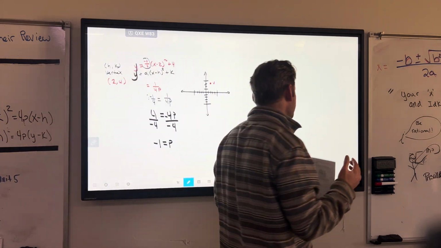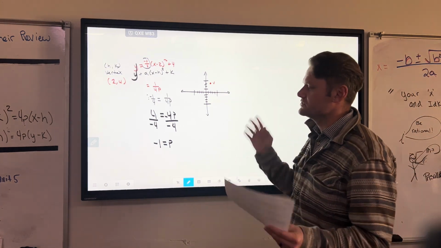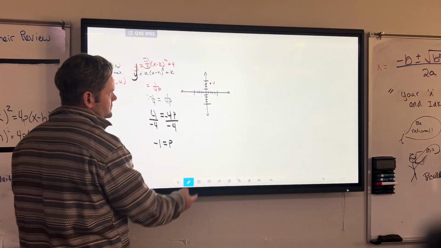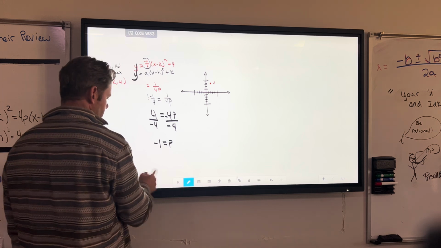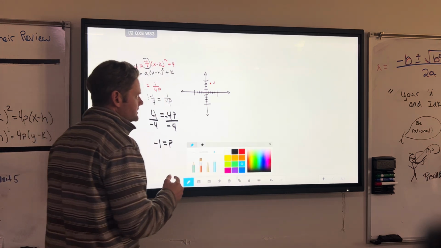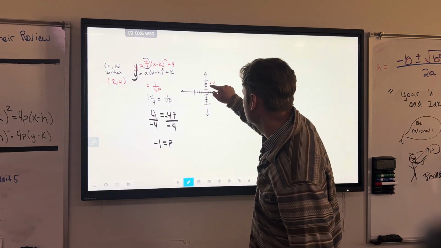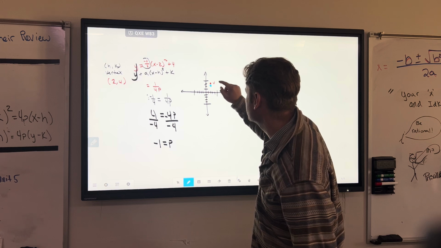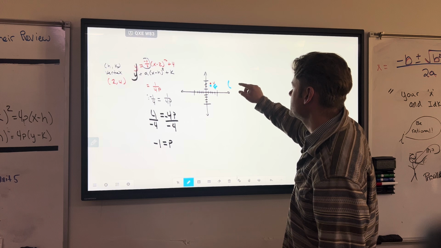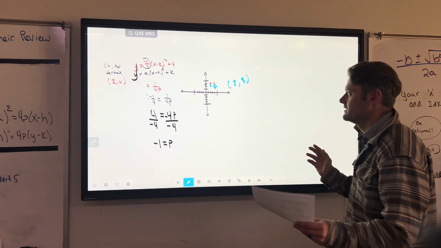Well, if you remember, p is the distance from your vertex to your focus and to your directrix. So all I have to do is come in here to my graph. I'm going to use blue for my focus. It is going to be p units down. So I go to 2, and it's going to be right here at 3. I know it's very close to the vertex here. My focus is at the point 2 comma 3.